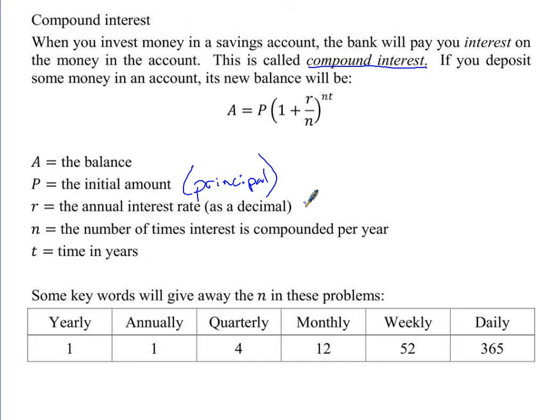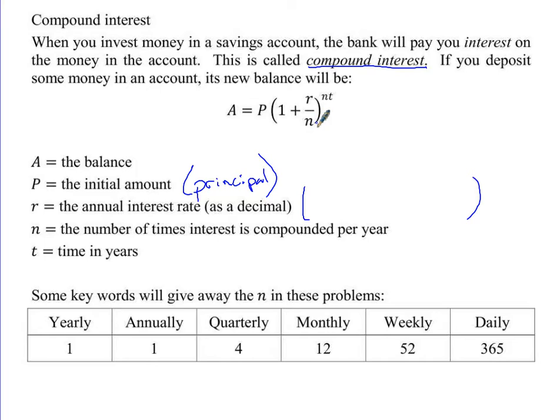The annual interest rate is R, but they'll give it to you as a percent. You want to turn that into a decimal, and we've just talked about how to turn a percent into a decimal. How do you do it? Move the decimal 2 places to the left. If you need to write that down because you can't remember it, then write it down right here. In parentheses, move the decimal 2 places to the left. Then it's expressed as the decimal.